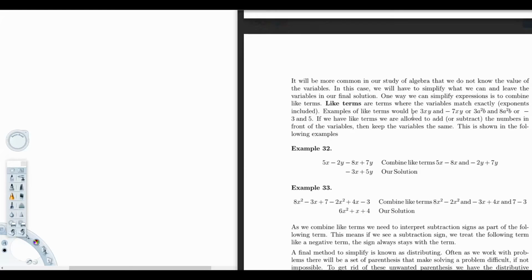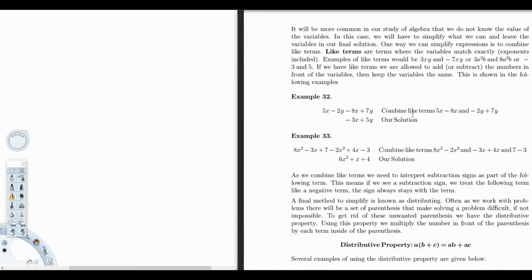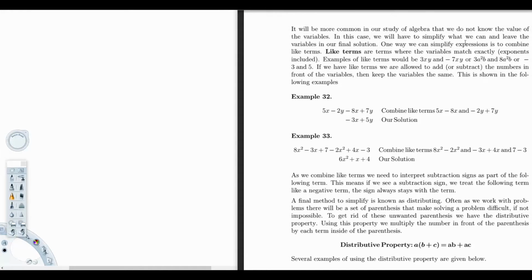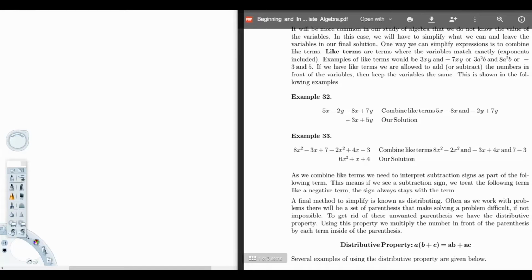Let's continue reading. It will be more common in our study of algebra that we do not know the value of the variables. In this case, we will have to simplify what we can and leave the variables in our final solution. One way we can simplify the expression is to combine like terms. Like terms are terms where the variables match exactly, exponents included.